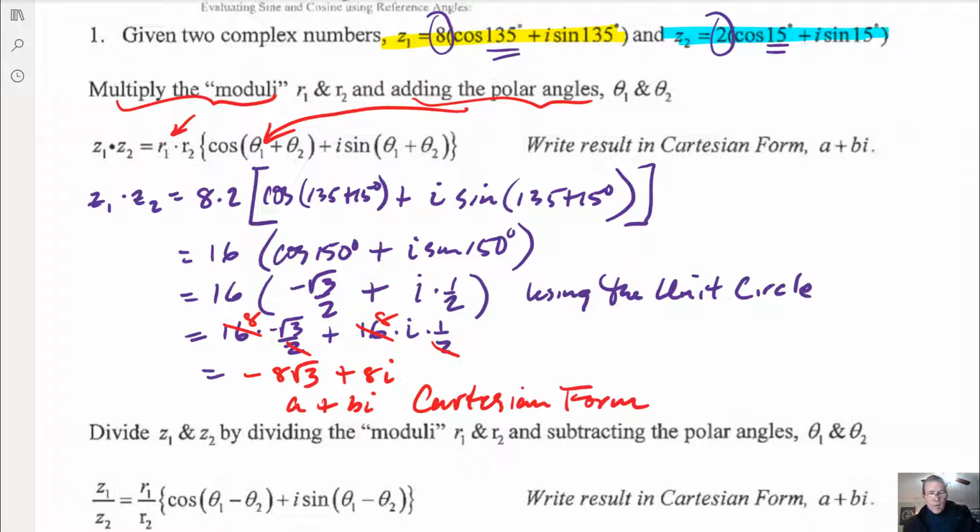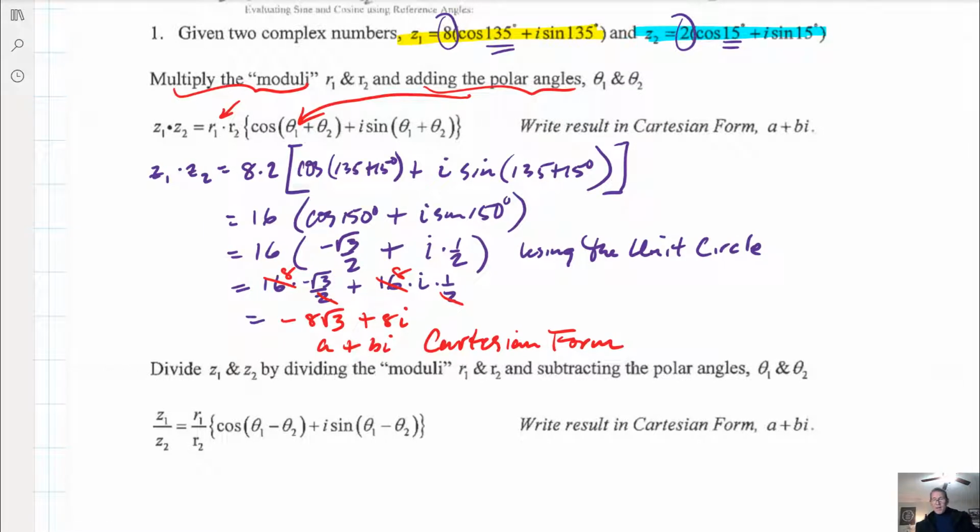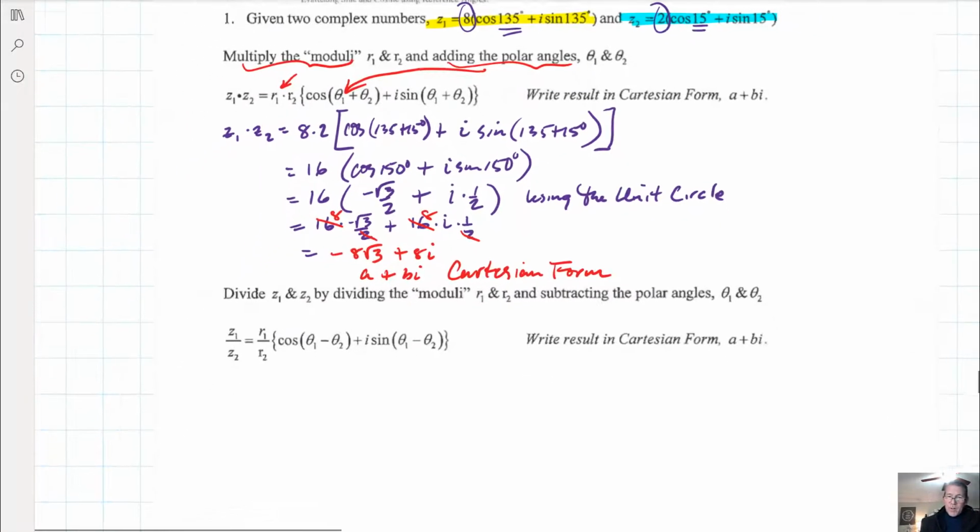Okay, so all you do is multiply the moduli and add the polar angles. That's all you have to do to do that in trig form. It's that simple. Now when you divide, that's different. Okay, so here we go.